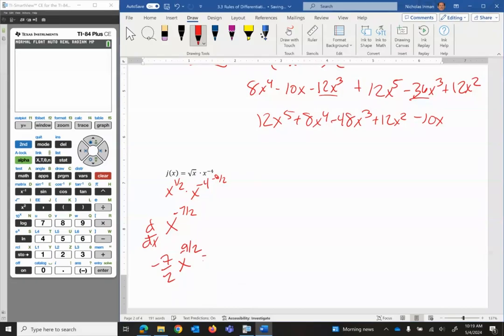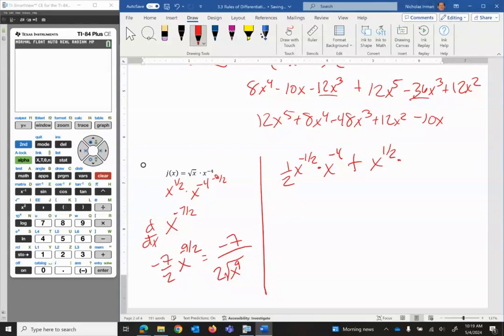We could make this negative 7 over 2x to the 9 halves, so the square root of x to the 9th. So that's your answer. Or we can use the product rule. The product rule says take the derivative of the first thing. Derivative of the first thing would be 1/2 x to the negative 1/2 times the second thing left alone, plus the first thing times the derivative of the second thing, so negative 4 times x to the negative 5.